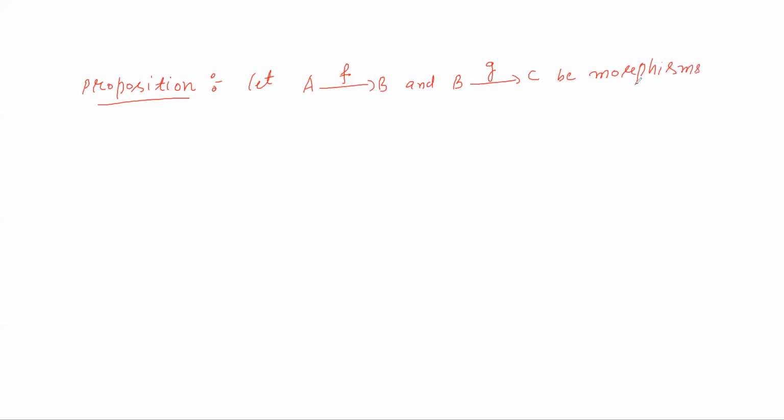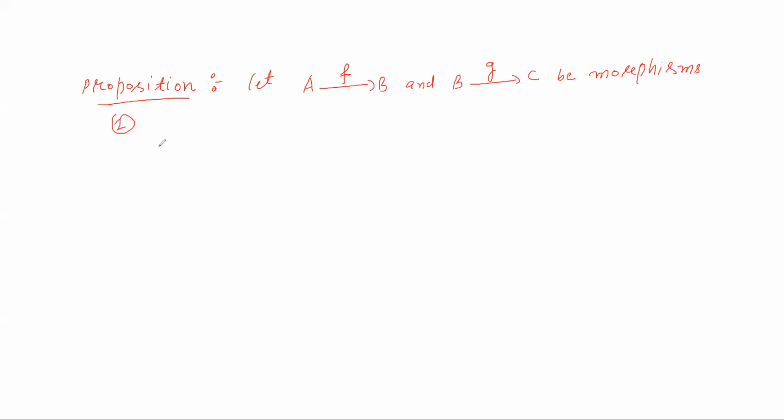So we begin with this proposition. Let f: A to B and g: B to C be morphisms. Then these are the things.